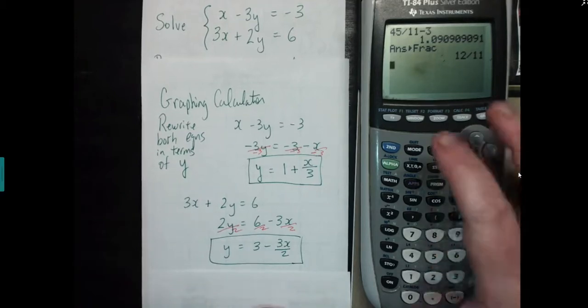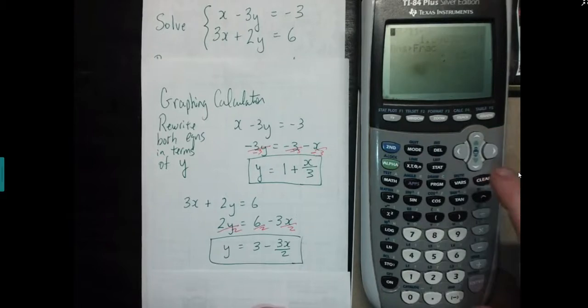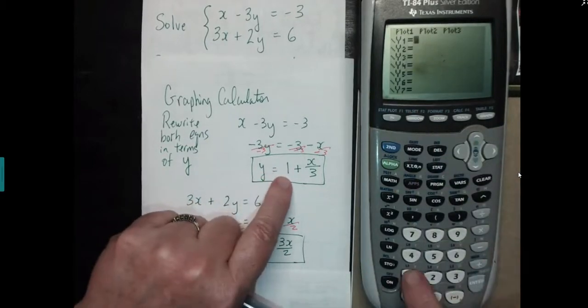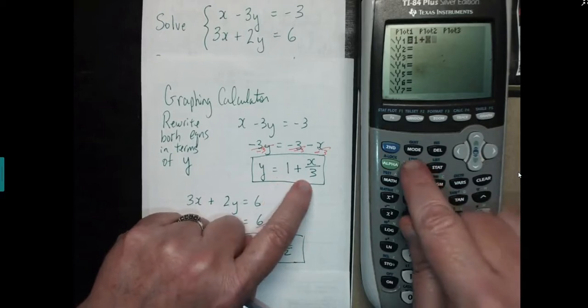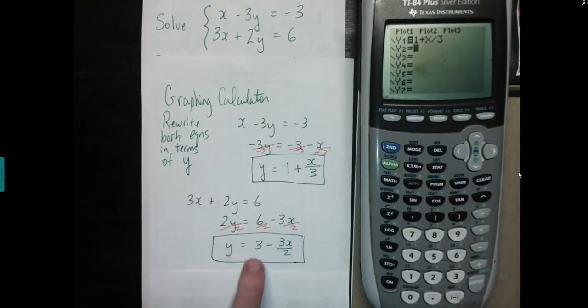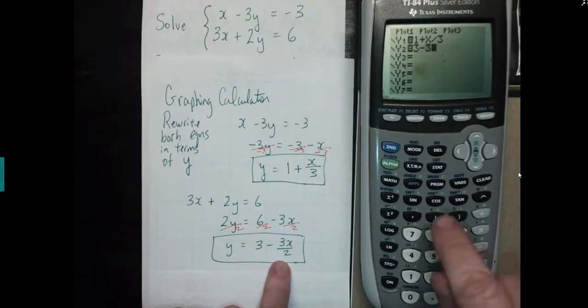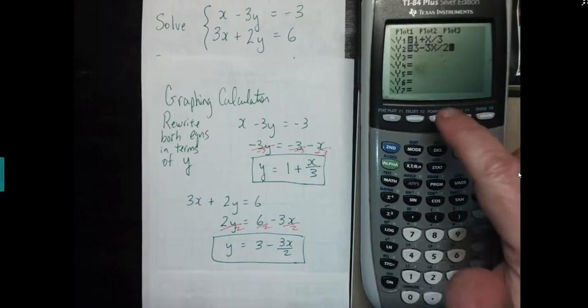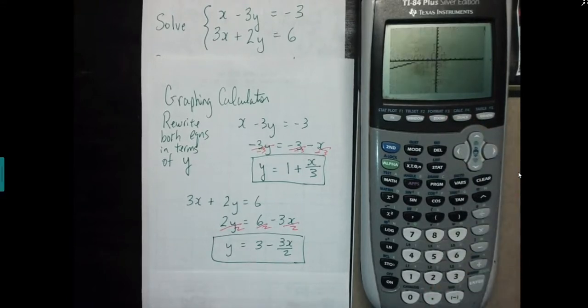Okay, so let me clear all this. We're going to press the y equals button. Then on the first line, I'm going to put this one in. 1 plus, and then x divided by 3. And then this one's going to be 3 minus 3x over 2. And then I'm just going to do zoom 6. I'm going to start out and see if I can see the intersection point in the standard window. I can. There it is.